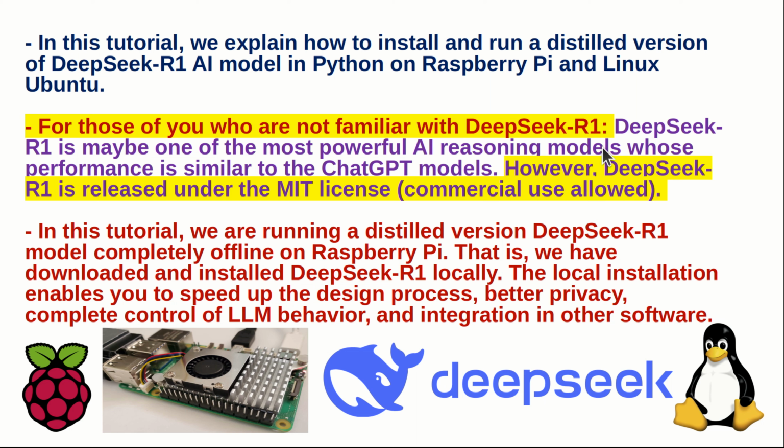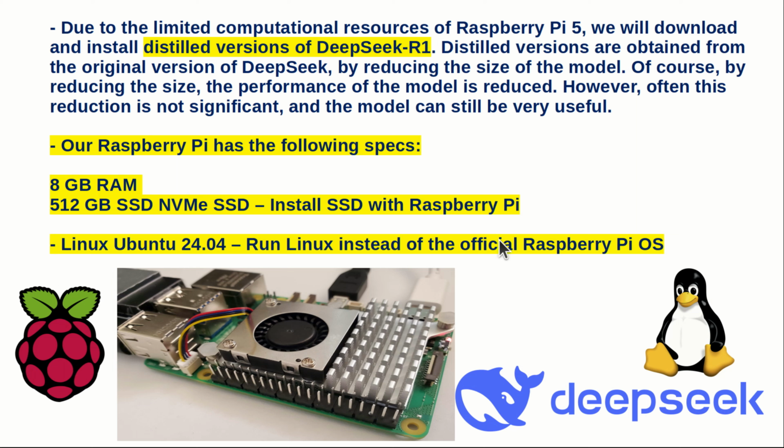In this tutorial, we are running a distilled version of the DeepSeek-R1 model completely offline on Raspberry Pi. That is, we have downloaded and installed DeepSeek-R1 locally. The local installation enables you to speed up the design process, it enables better privacy, and it gives you complete control of large language model behavior and integration in other software.